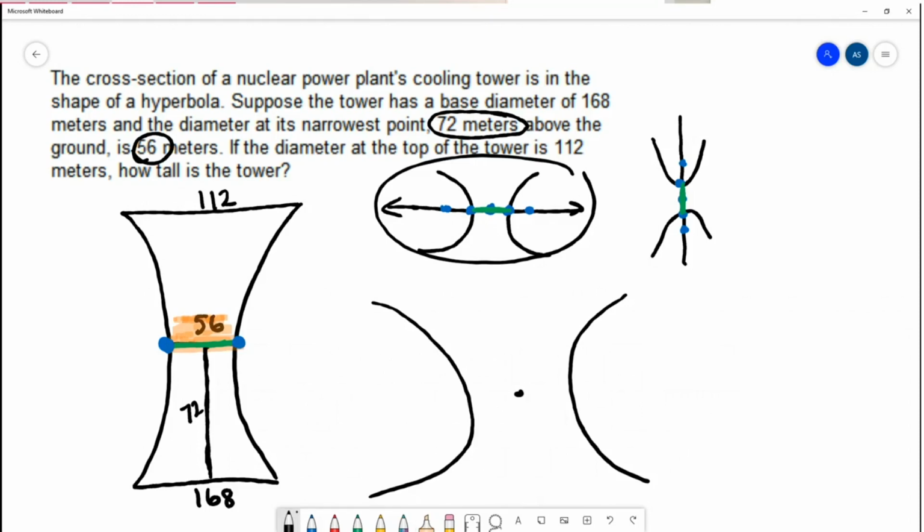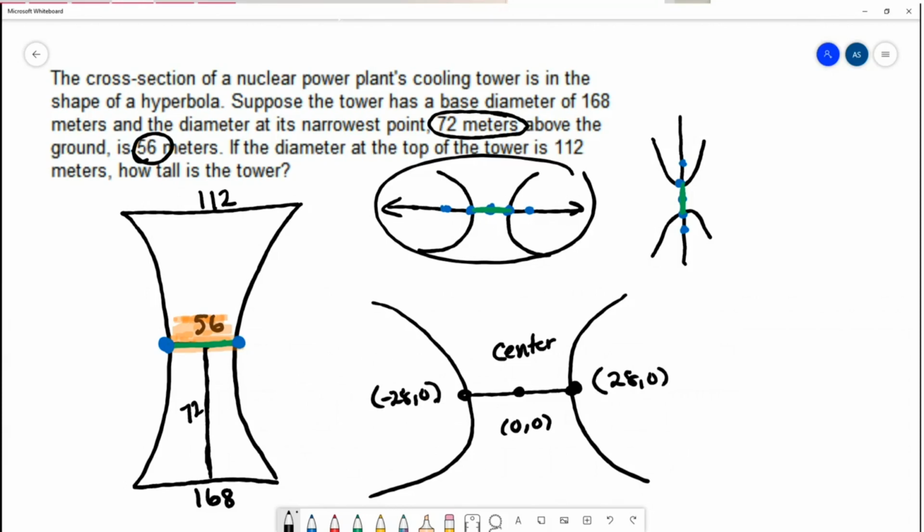I'm going to choose a center of 0, 0. We could choose a different center, but so that we can keep the equation as simple as possible, I'm going to choose a center of 0, 0. And the distance here along that center part we know is 56, so half of that will be 28. So this vertex would be 28, 0. This one would be negative 28, 0.